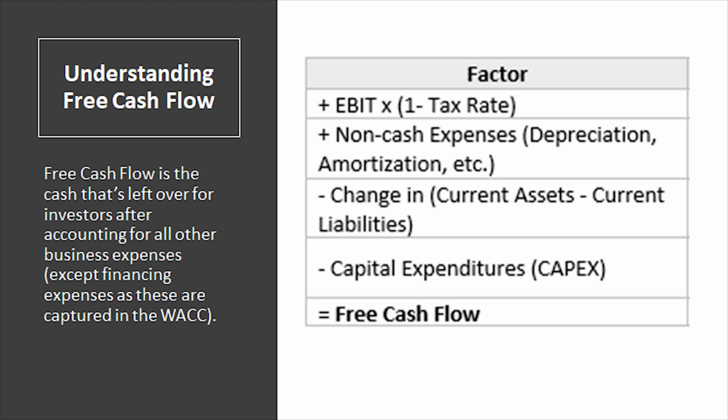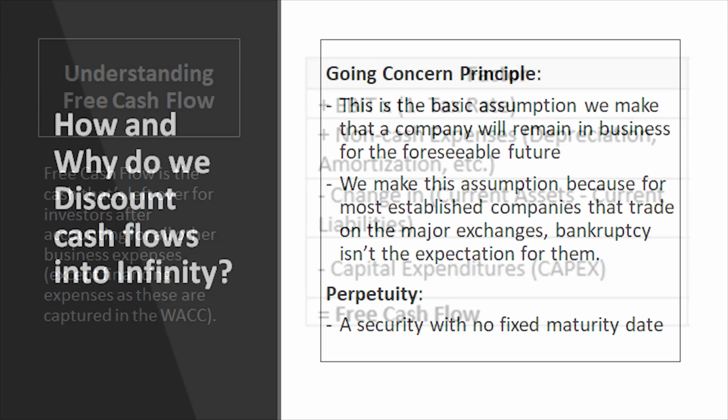Second, we must consider the concept of free cash flows. This is essentially the amount of cash that is left over for investors after accounting for all other business expenses, except for interest expenses and other expenses associated with raising money. These will be captured in the discount rate. So, in the example above, this would be the $1,000 per year of free cash flow that the machine generates for us or the company.